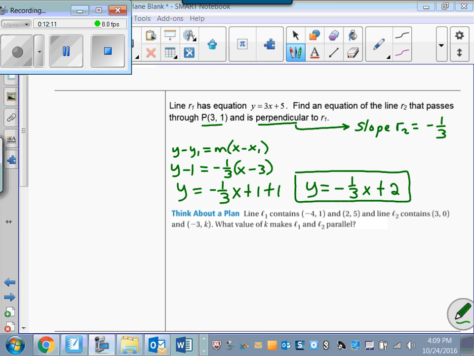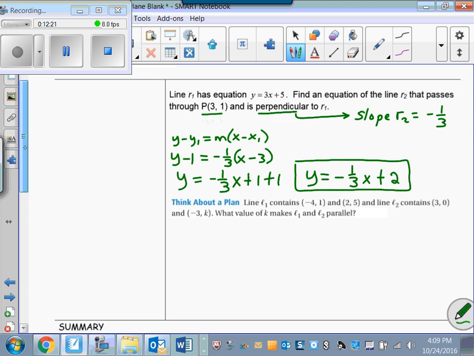I got y equals negative 1/3 x plus 2. Please check your work. If you got this answer and you're comfortable, move along. If you did not get this answer, then please pause and double check your work.